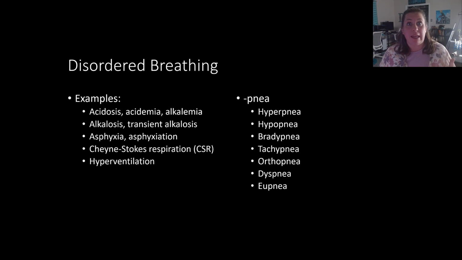We also, again, have pnea, which deals with breathing. So you can have hyperpnea, increased breathing, and hypopnea, decreased. Bradypnea means slow. Tachypnea is, again, fast. You could also have orthopnea, which means you have difficulty breathing unless you're sitting up straight. Dyspnea, of course, is difficulty breathing, and eupnea is normal breathing. Again, these are just some of the examples located in your textbook, but it goes over some of the disorders of breathing.